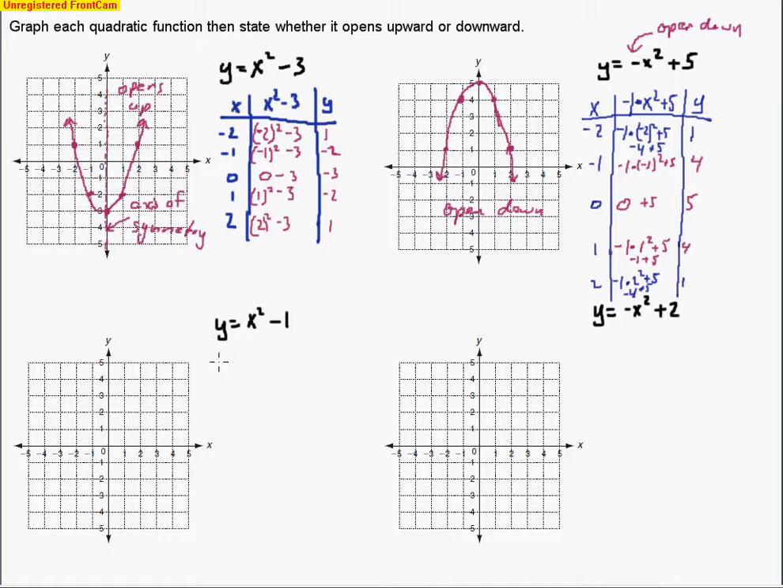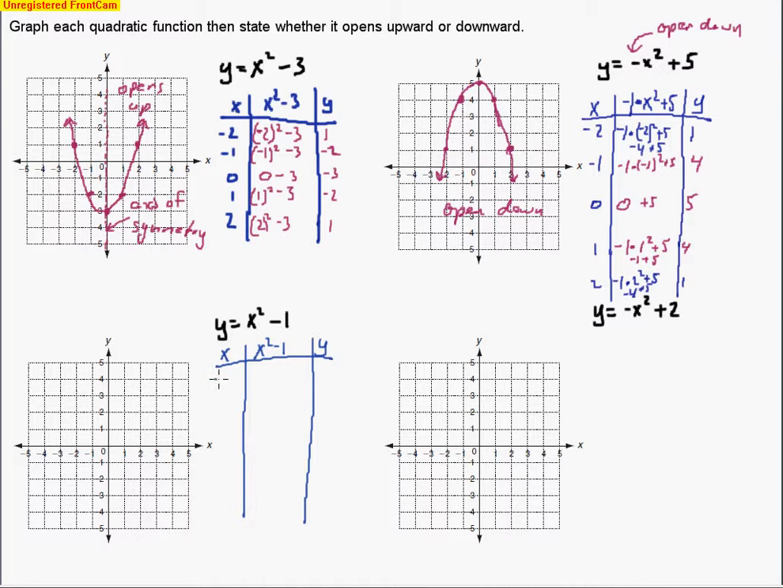Over here we have y equals x squared minus 1. So guess which way this one opens. Does it open up or does it open down? Let's see if you're not sure. So we go ahead and substitute some numbers in there. Again, we put the function in place of the middle part, and then we get some outputs.